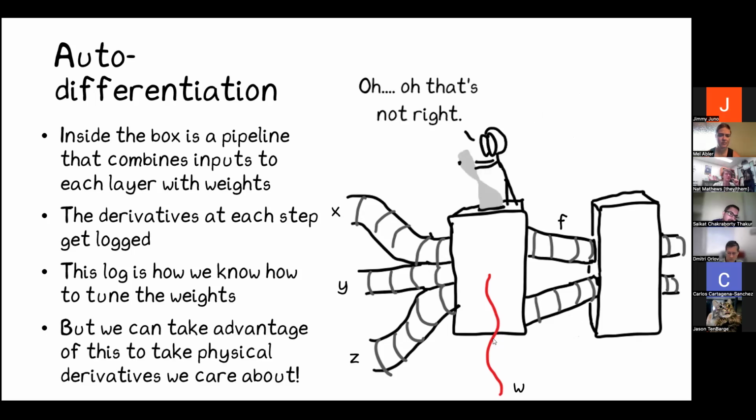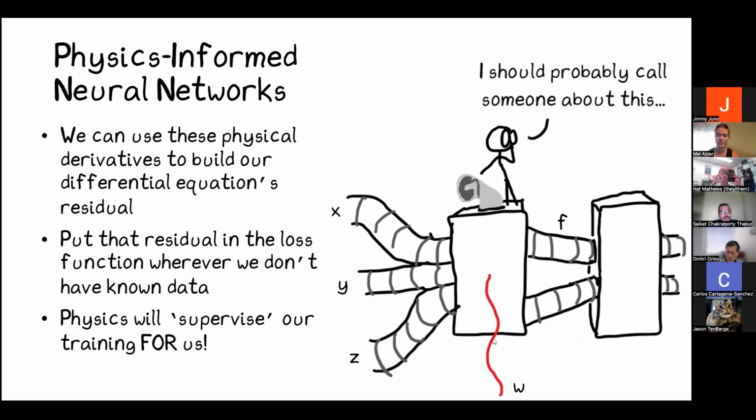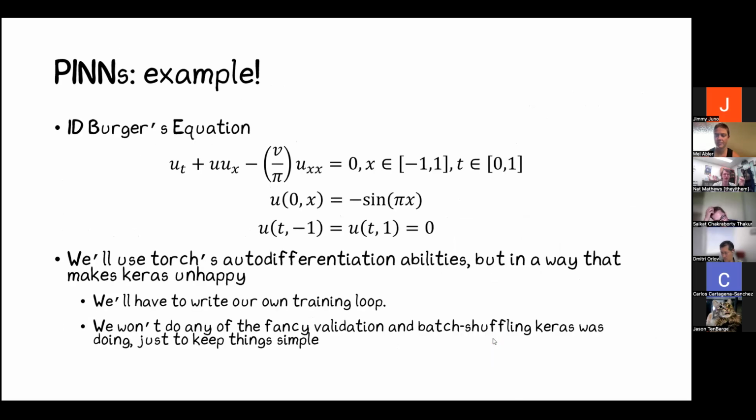We can hijack this process. We can take advantage of this because those derivatives, the same derivatives, can represent physical properties. We can compute differential equations with this. So we can use these physical derivatives of the output with respect to things like where in space the node is to build up a residual for a differential equation that we know we have to satisfy. And then we can put that residual in the loss function and then let physics supervise our training for us.